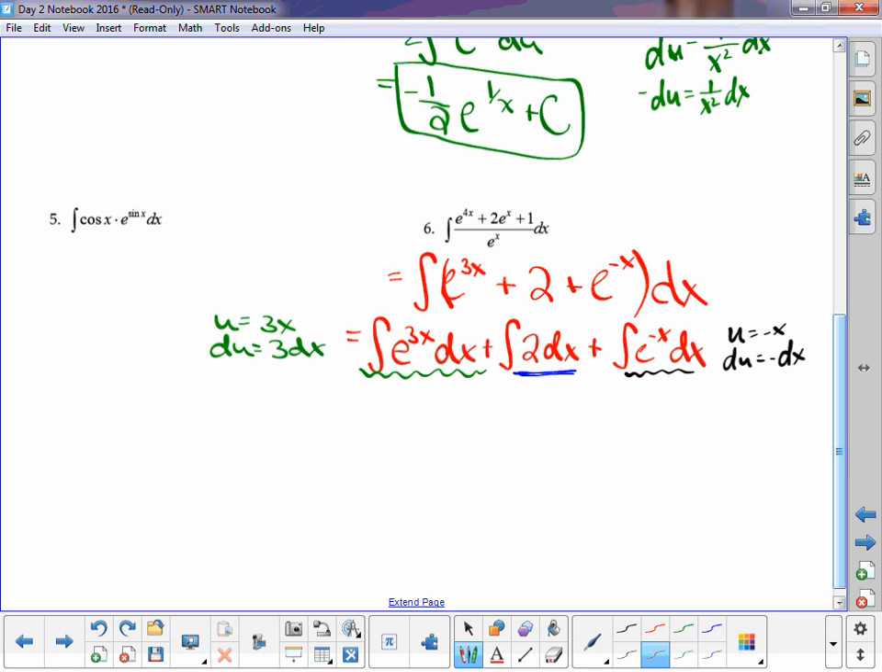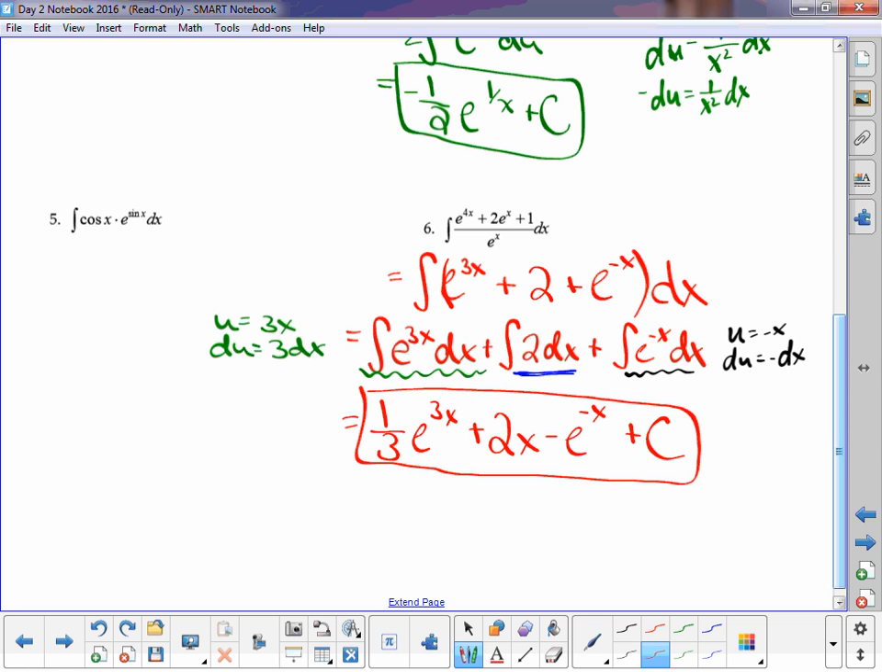Alright, let's see how we do this. We get 1/3 e to the 3x plus 2x minus e to the negative x plus c. Give me thumbs up if you're good with that. Okay. Now, we technically have a plus c from each of our integration pieces here. But again, a constant plus another constant is still just a constant in the end. So you can just tack that plus c on to the end. Alright, any questions on that piece?